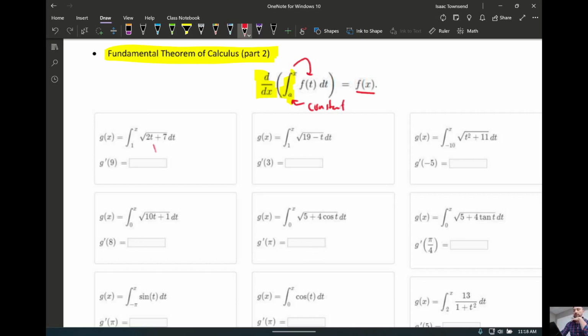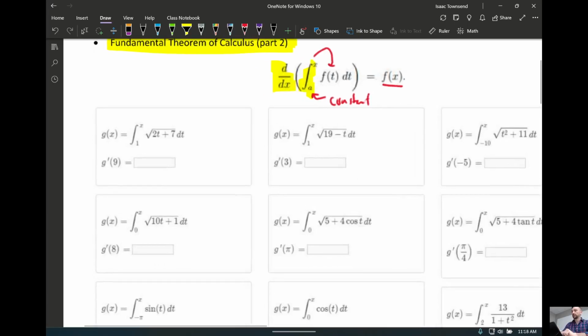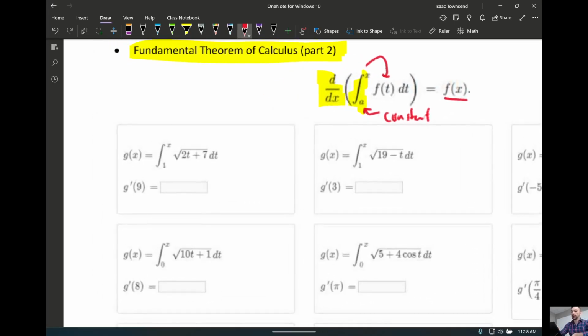So notice this one here, they're not numbered, but if I did that, the bottom's a constant. I need to know the derivative of an integral. So it's almost like these two things cancel out, but you need to plug this in. So the derivative would be the square root of 2x plus 7. And then just to get a numerical answer here, they want us to plug in 9 into that. So 18 plus 7 would be 25. Square root of 25 would be 5.